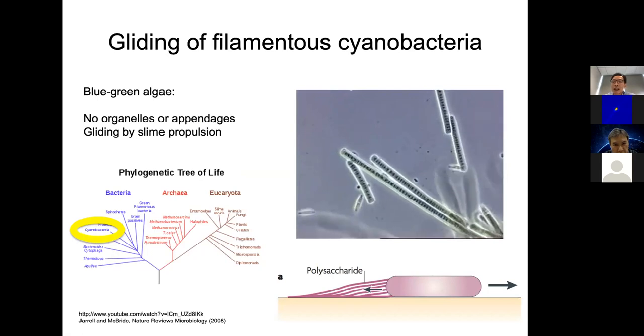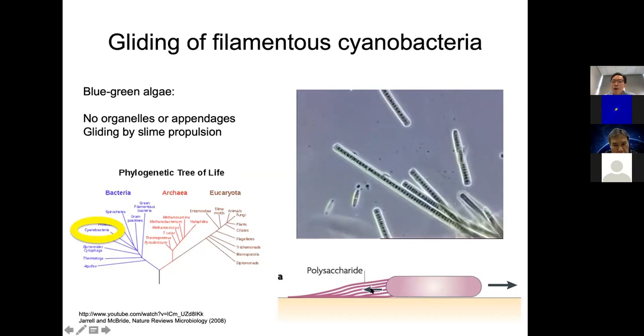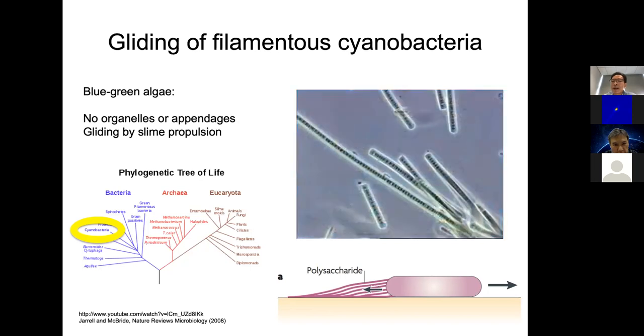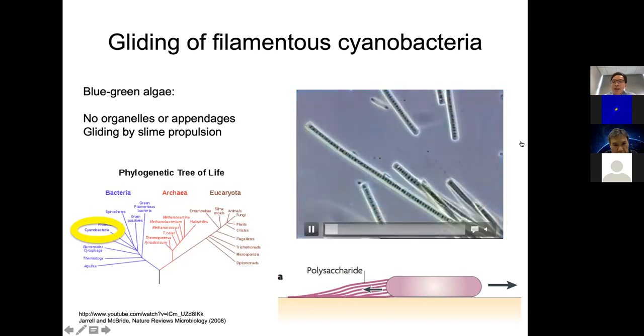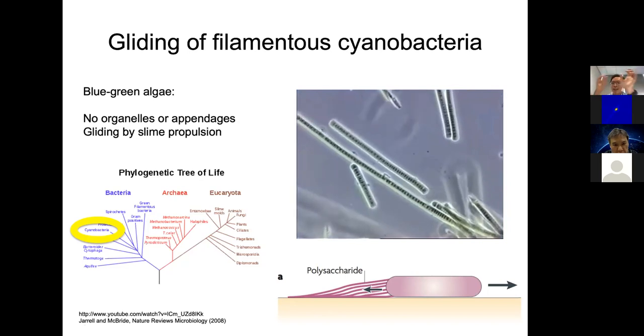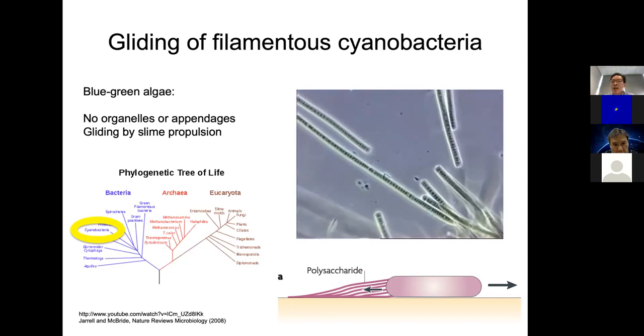It turns out that they evolved a very interesting mechanism where they expel or secrete slime, some kind of polysaccharide substance. This is a little bit like rocket ships ejecting a burst of air to move themselves forward.